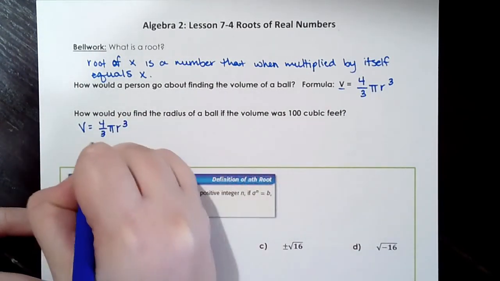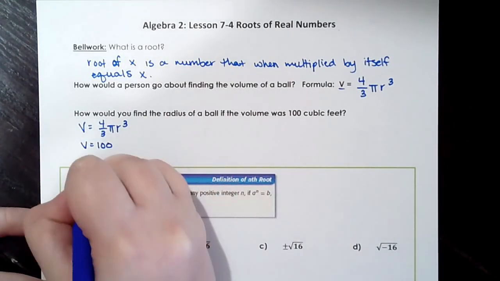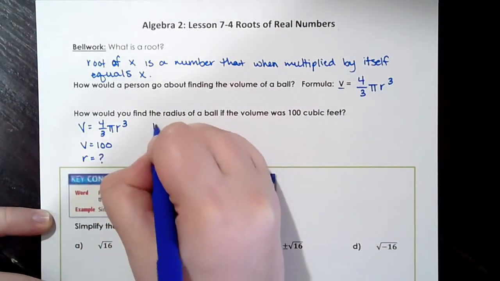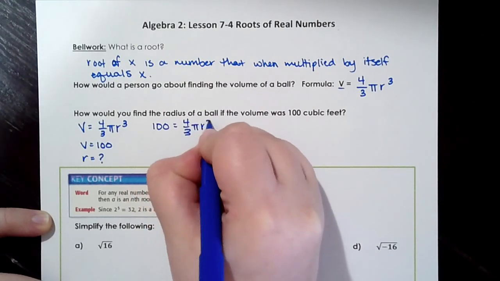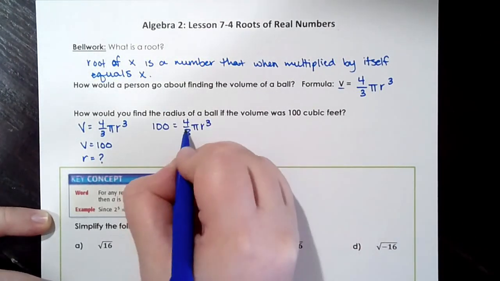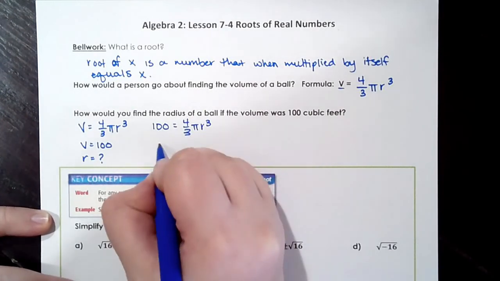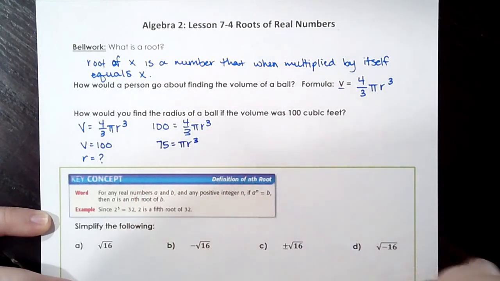It says the radius is unknown, but I know that the volume is 100. And I'm going to start solving. So if I know volume's 100, I'm going to plug it in. 100 equals 4/3 pi r cubed. Now I'm just solving for r. To get rid of that 4/3, I'm going to multiply everything by 3/4. You now have 75 equals pi r cubed.